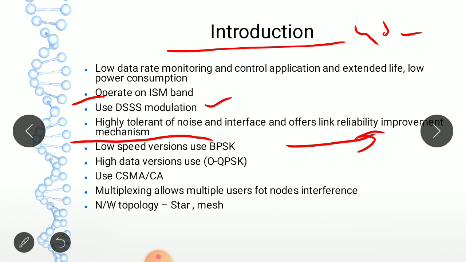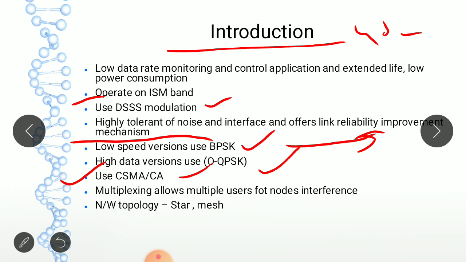For the various speeds we use BPSK and OQPSK. BPSK stands for binary phase shift keying. OQPSK, for higher data rates, stands for offset quadrature phase shift keying. We use CSMA/CA, carrier sense multiple access with collision avoidance, for our network.